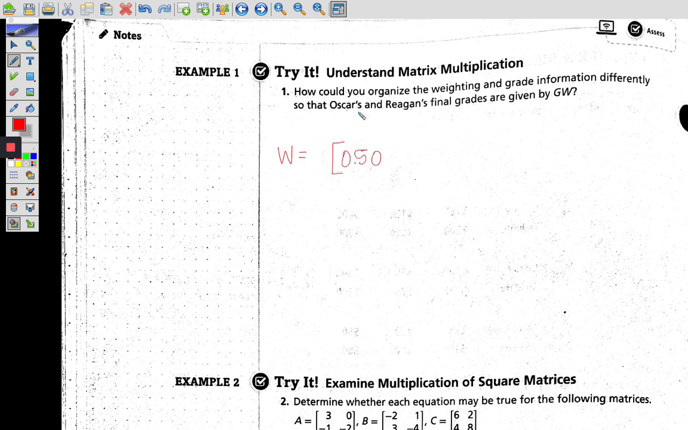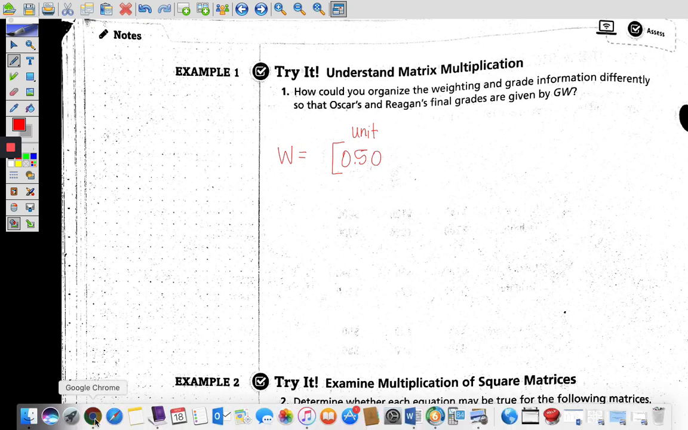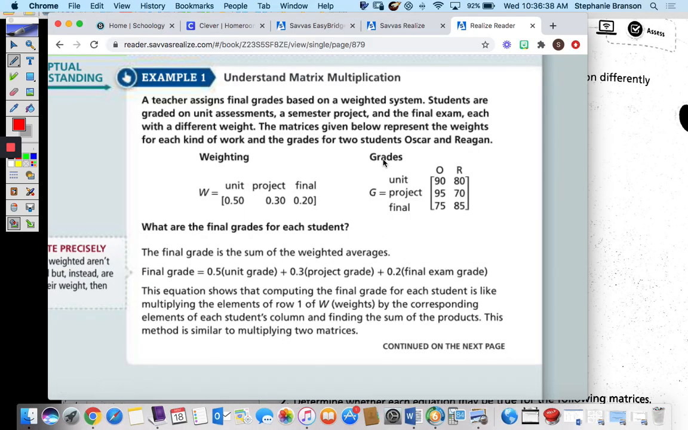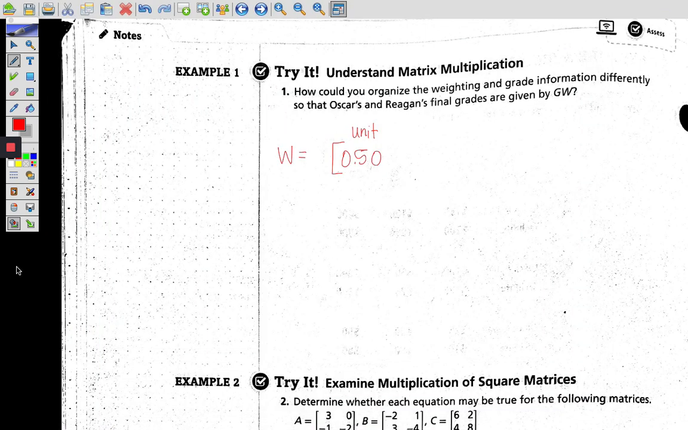0.50, so 50% of your grade is from your unit tests. I think is what the unit stood for. Let's see. Unit assessments, okay, yeah. 50% of your grade comes from your unit assessments. 30% of your grade comes from your semester project. And then 20% of your grade would come from the final assessment.